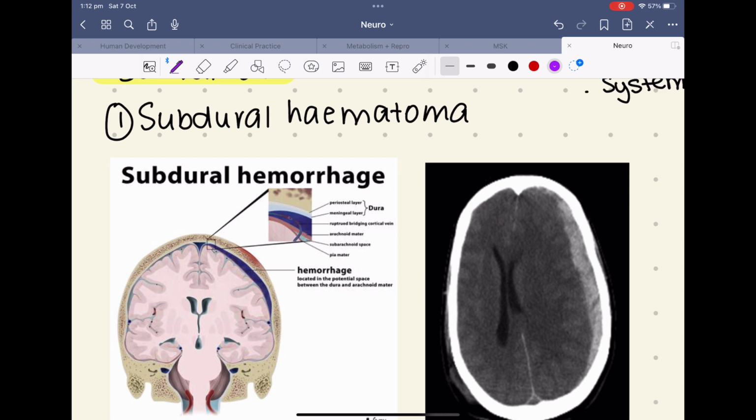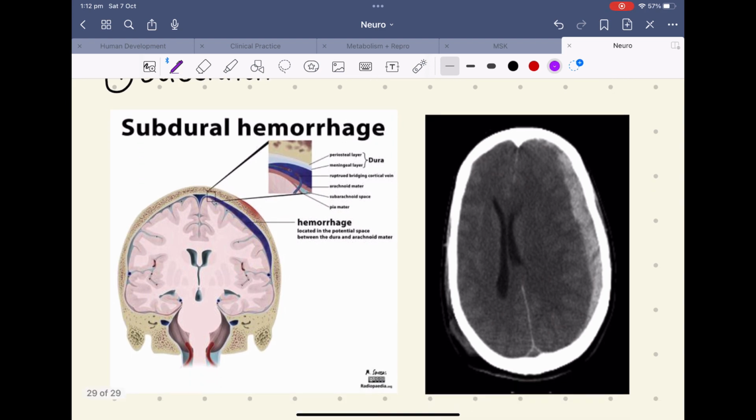So as I mentioned, a subdural hematoma is like a big bruise on the brain, and it's between the dura mater and the arachnoid mater in the brain. So it starts off as blood and then it will become old blood as the lesion continues to form. So it's called a mass lesion.